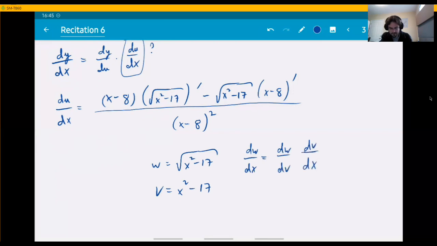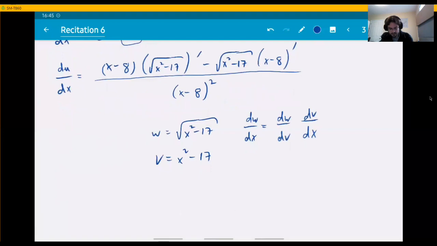Now, that's easier to find. The w is square root of v. All right, that's the relationship between the two variables. So using those formulas, what is dw/dv?